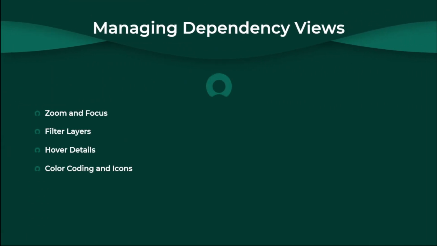Managing dependency views. Managing dependency views helps tailor the visual output to suit operational needs. Zoom and focus: zoom in or out and focus on specific CI nodes to reduce clutter. Filter layers: you can toggle visibility of applications, hosts, databases, network devices. This lets you analyze at the appropriate layer of detail.